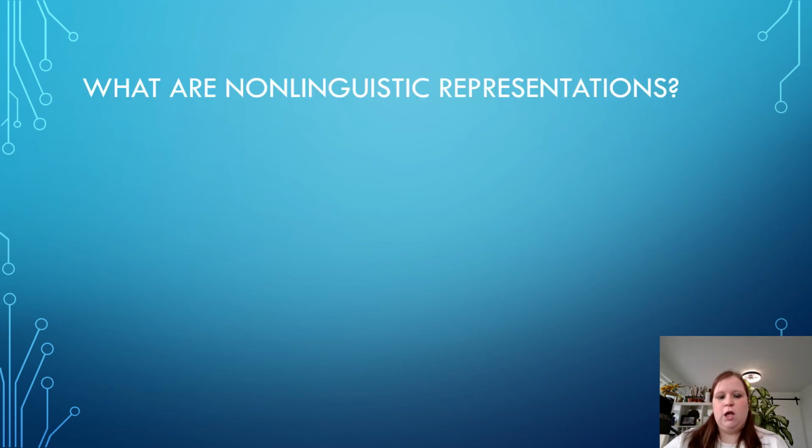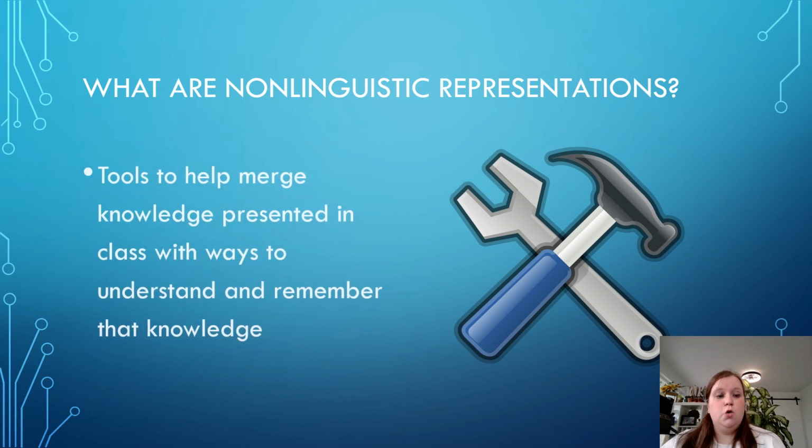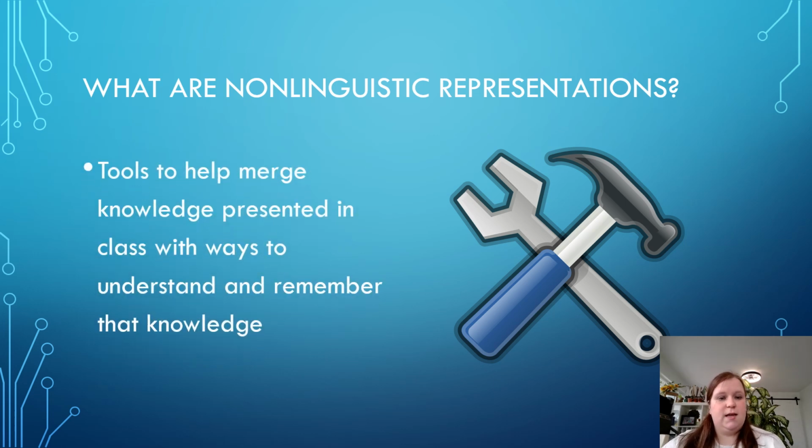What are non-linguistic representations? Well, they're tools to help merge knowledge presented in class with ways to understand and remember that knowledge.